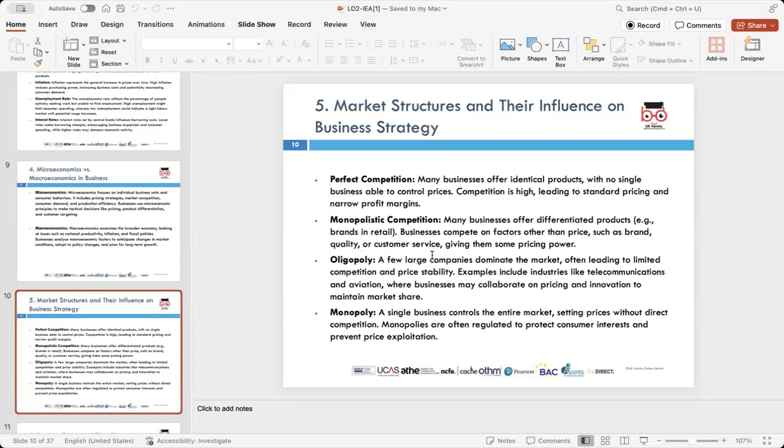Finally, monopoly. In a monopoly, a single company controls the entire market with no direct competitors. This allows the business to set prices without restrictions. However, monopolies are often regulated by government to prevent unfair pricing and protect consumer interest. Examples include utility companies and public transportation services.